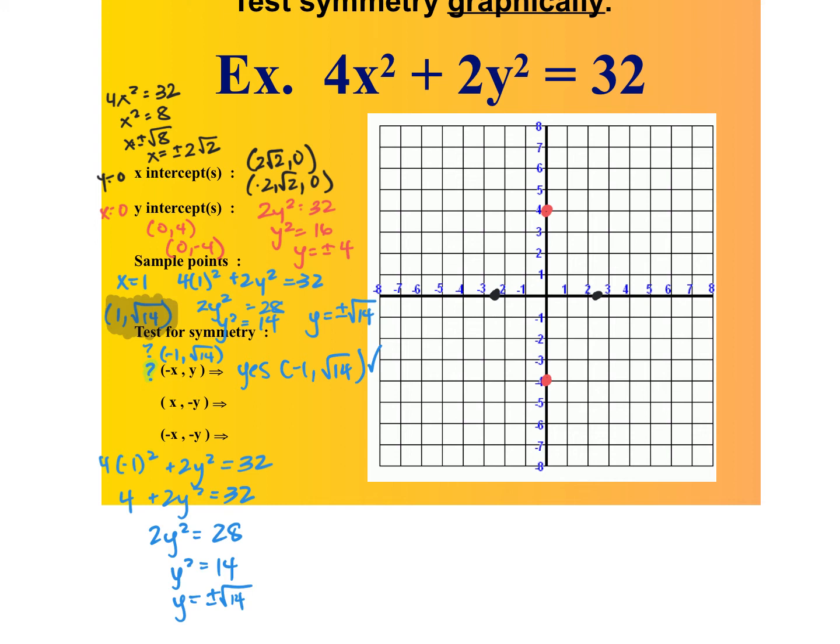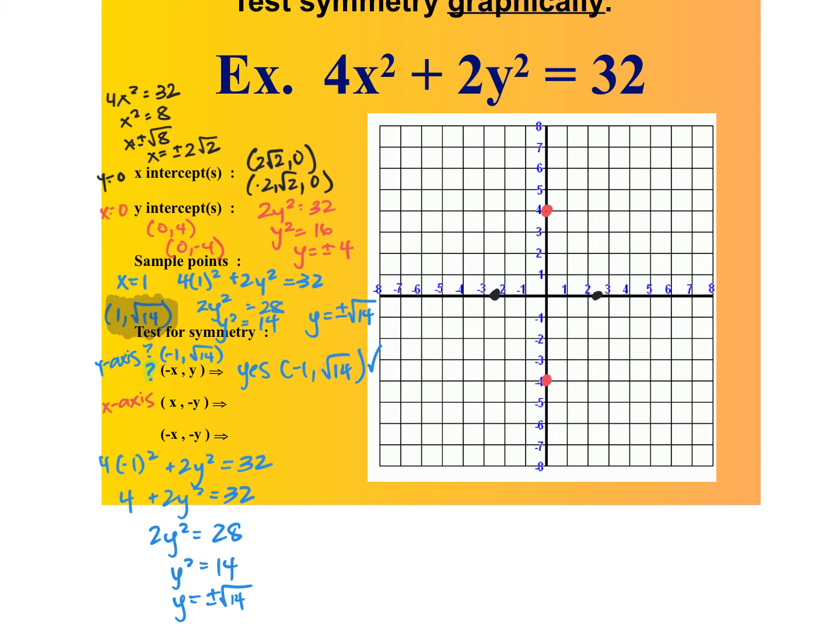So I know it has a y-axis symmetry. Now I'm going to test for the second type of symmetry. So this first one, that was y-axis. Second one now, this is going to be x-axis.